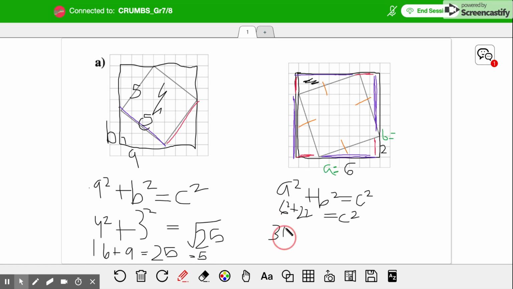Now, next line underneath that, I should see the 36 plus the 4 equals C squared. Very good. Now combine your 36 and your 4 on your left side. 37, 38, 39, 40. Right? So 40 equals C squared. Okay, now we're getting to the part that I'm not understanding.